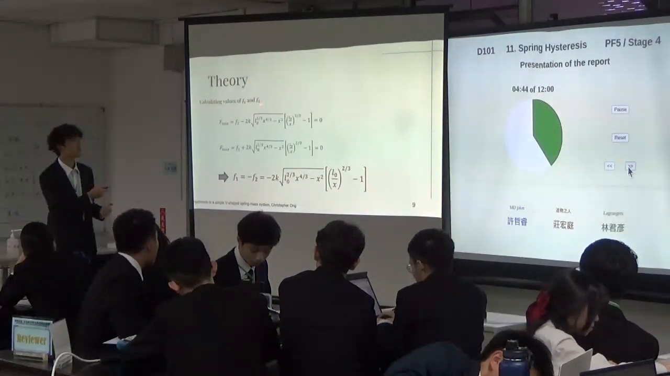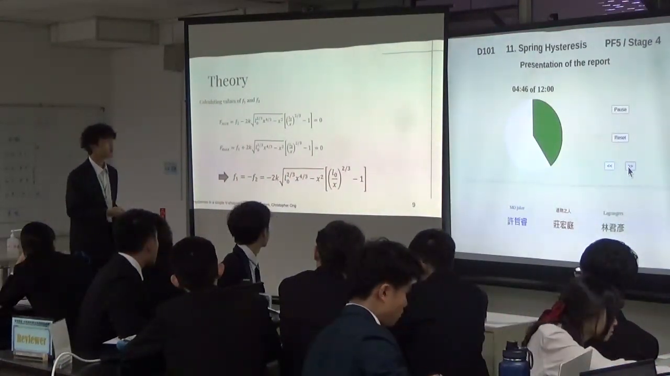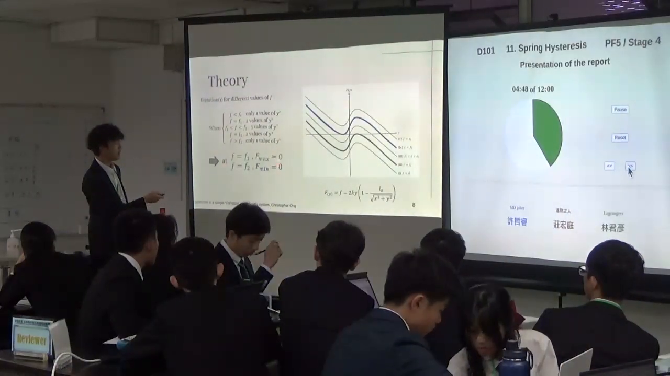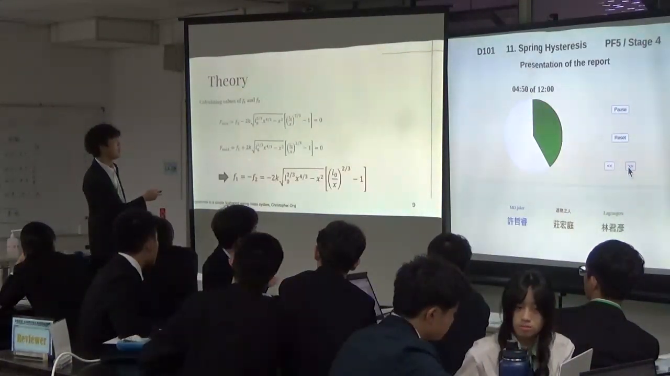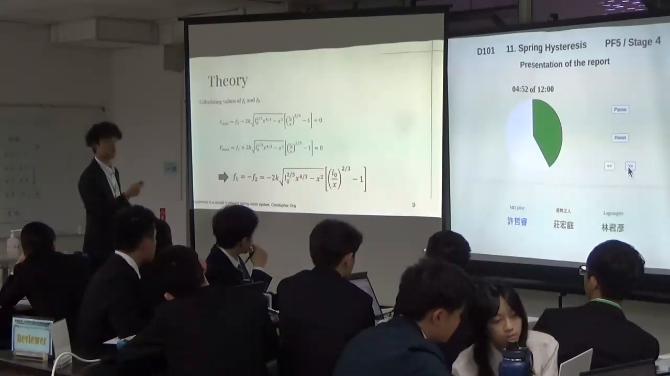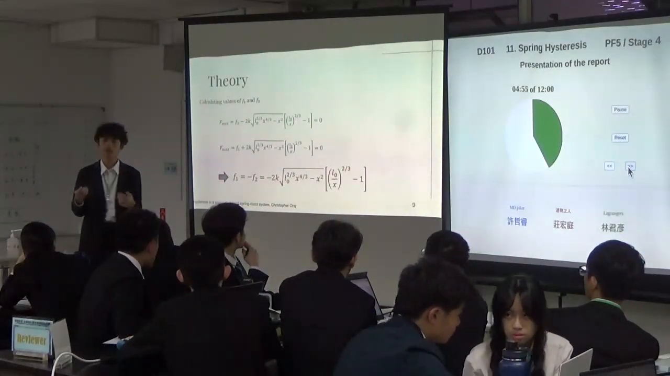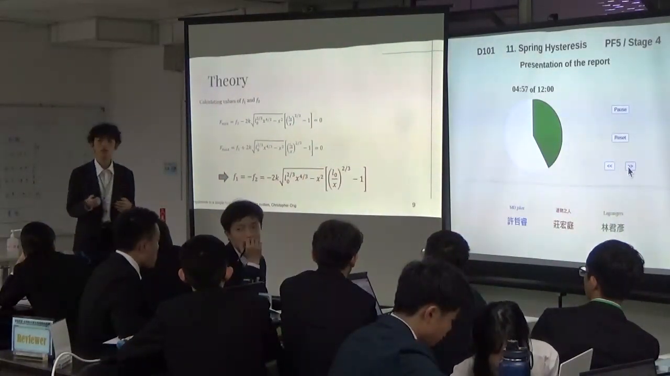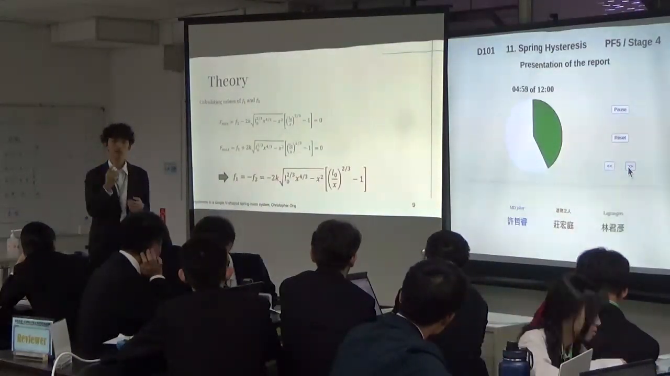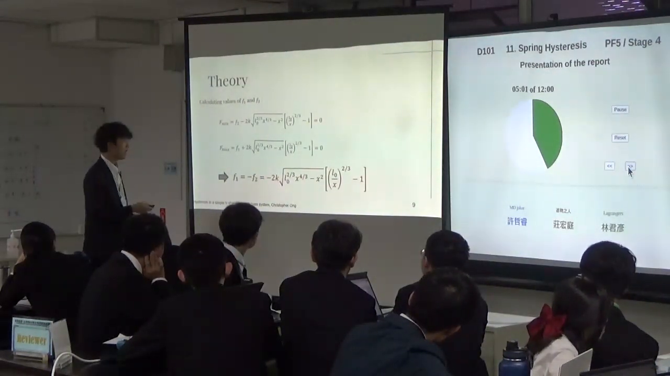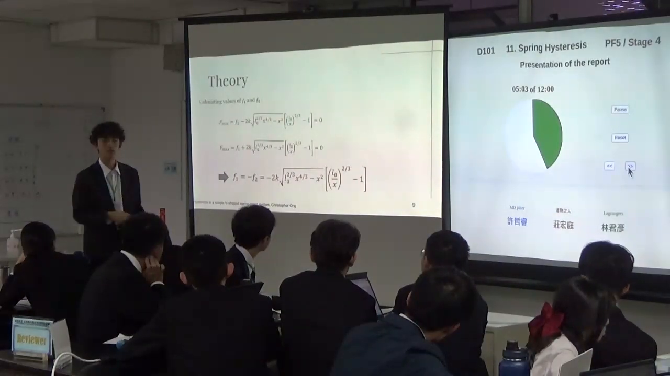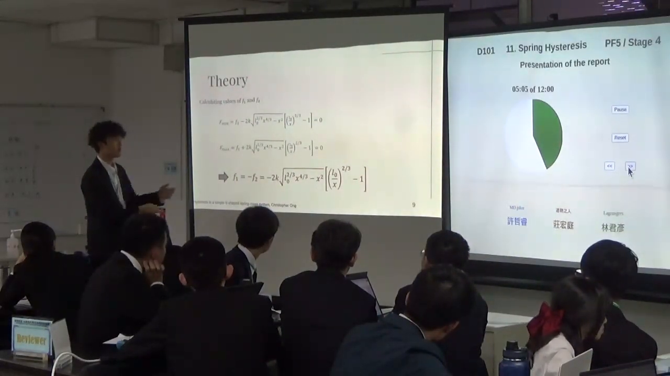So we want to calculate the values of f1 and f2. We substitute f1 and f2 into these equations. We can get that f1 equals negative f2, meaning that f1 and f2 differ only in direction, which is upwards and downwards. And the magnitudes of f1 and f2 are the same, and can be expressed using this equation.